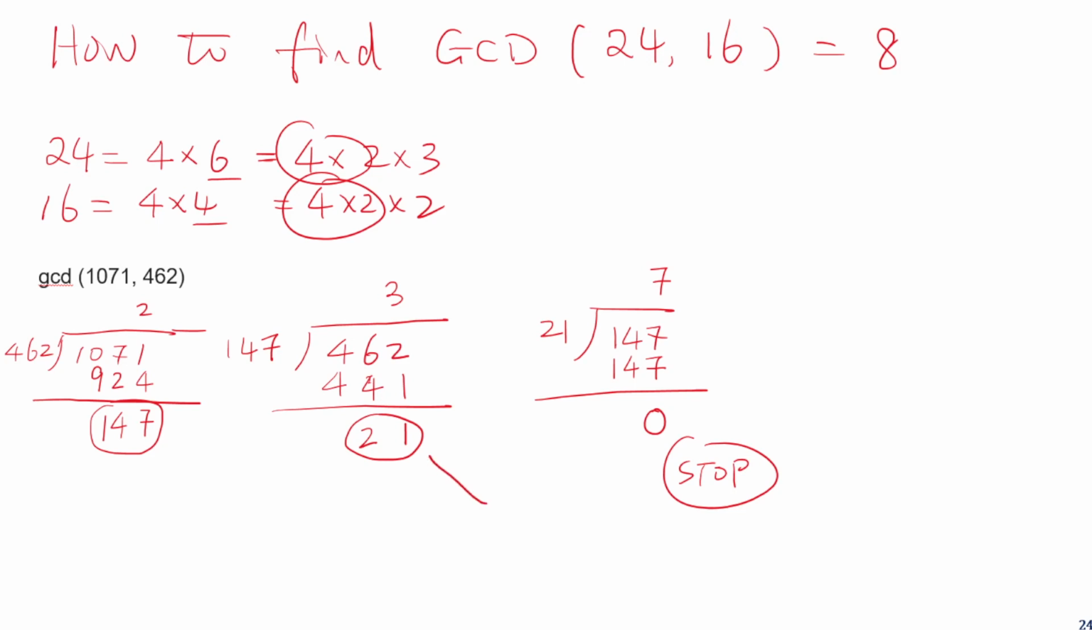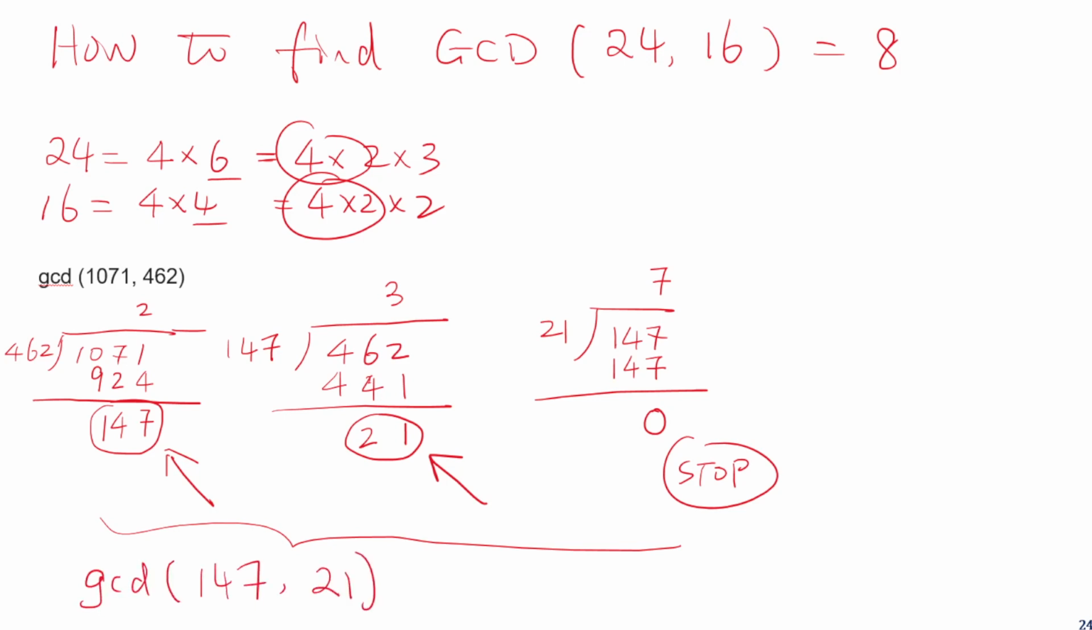Then find the last two remainders. When you have 3 remainders or more, use the last two remainders to find the GCD of these two numbers. So the GCD of the last two remainders, 147 and 21, is the GCD of the original two numbers. The GCD of 147 and 21 is 21, right? You see that? Because 147 can be divided by 21, right? Therefore, the GCD of the two original numbers should also equal 21.